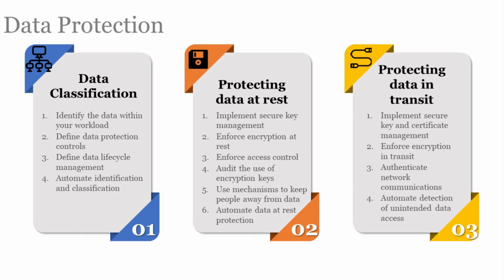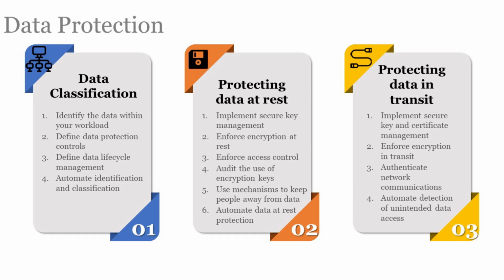3. Authenticate network communications. By using TLS with public endpoints and IPsec with AWS VPN service, you can ensure that there is a mutual authentication in place between the two parties that intend to establish network communication.